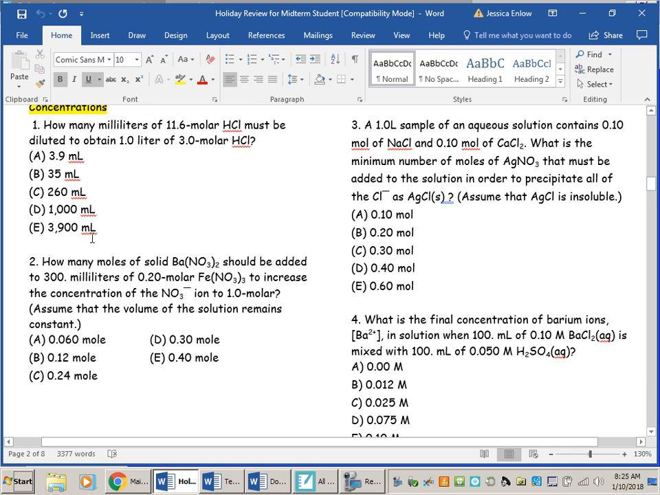3. C, good. So in this case, you had 0.1 moles of the sodium chloride, which is producing 0.1 moles of chloride, and then 0.1 moles of calcium chloride, which produces how much chloride? Double, right? So 0.2, because there are 2 chlorides produced for every 1 mole of calcium chloride. So that's 0.1 plus 0.2 would give me 0.3. And so silver chloride precipitates in a 1-to-1 ratio with chloride, so that's why you need the same amount.